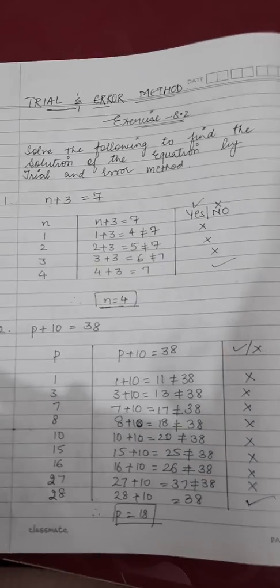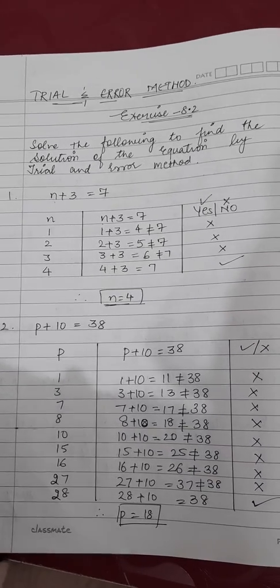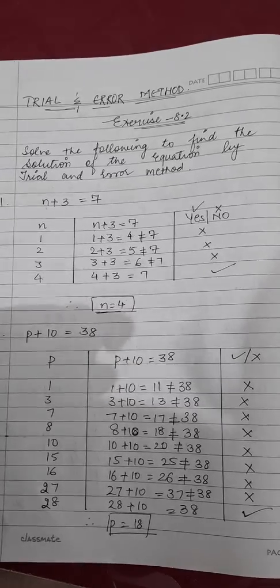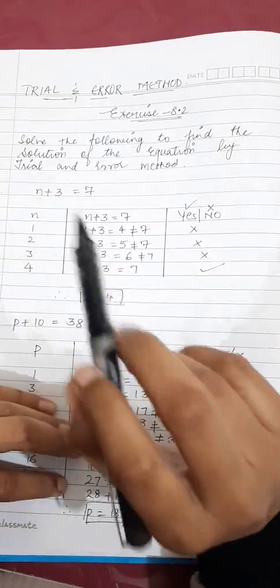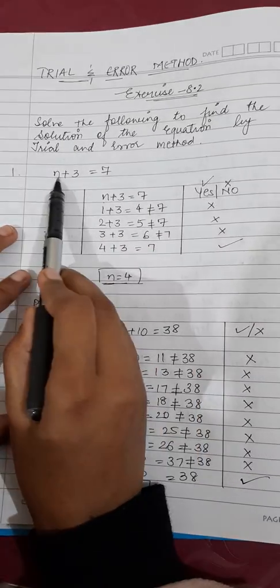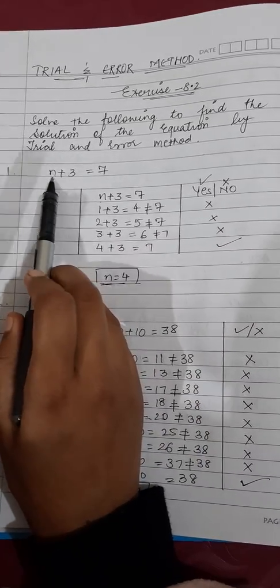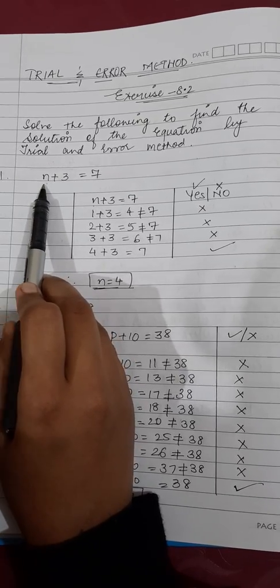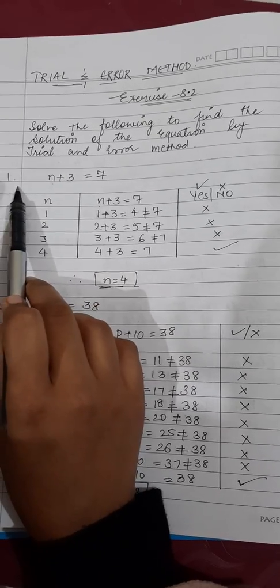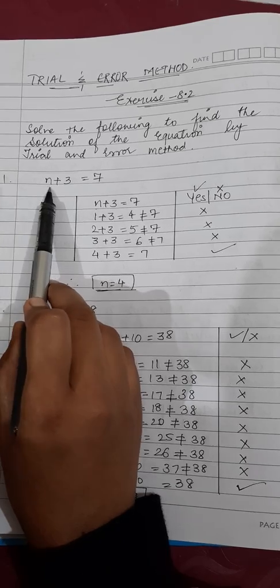Hello everyone. Today we'll be starting with exercise 8.2, in which we will be doing the next method, and that method is the trial and error method. Now in algebraic expressions you need to find the value of the variable. These are the variables. I have explained earlier also that variables are the alphabets whose values keep on changing. Now in the first question you have to find the value of this variable n.